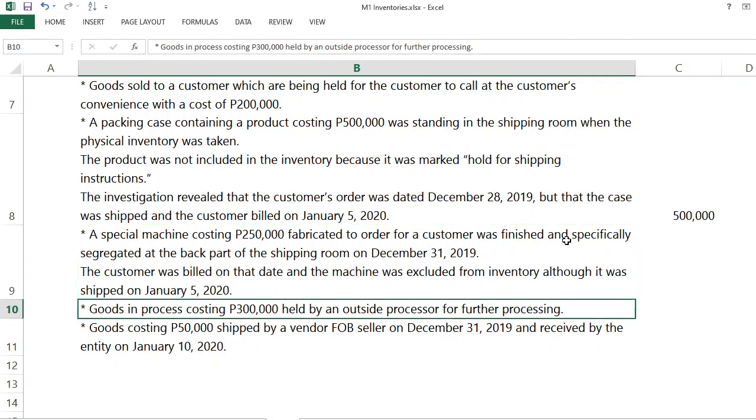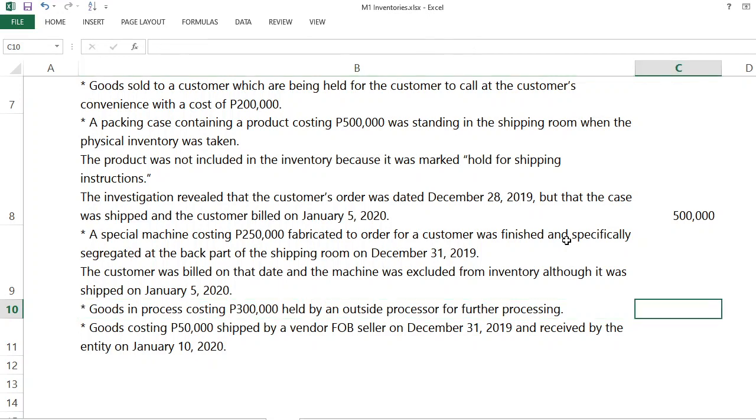Next, goods in process costing 300 held by an outside processor for further processing. So, in process siya, pero dili sa to ang factory giprocess. Sa lahi ng kumpanya. Atin pa rin yun. Pinagawa lang natin sa kanila. So, add mo yun, 300.